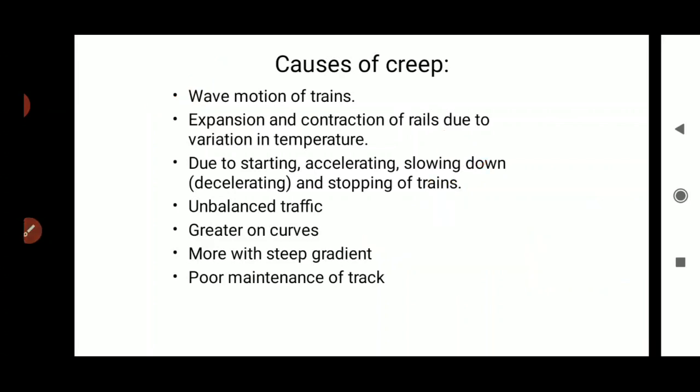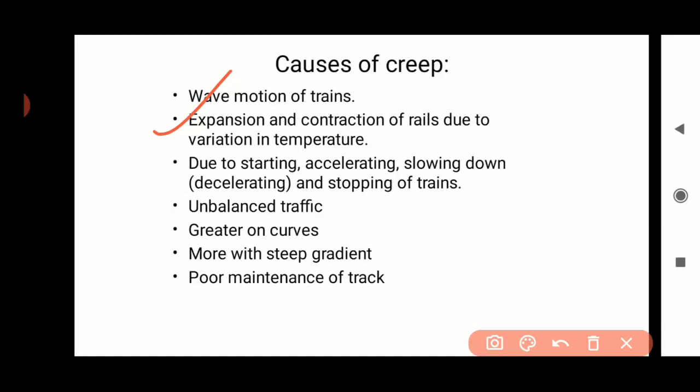Okay, then the next point is expansion and contraction of rails due to variation in temperature. So creep also occurs due to variation in temperature. The creep in this case is influenced by the range in temperature variation, then the location of track, and whether it is exposed to hotter areas or shady surroundings. It depends upon the place and the range of temperature variation.